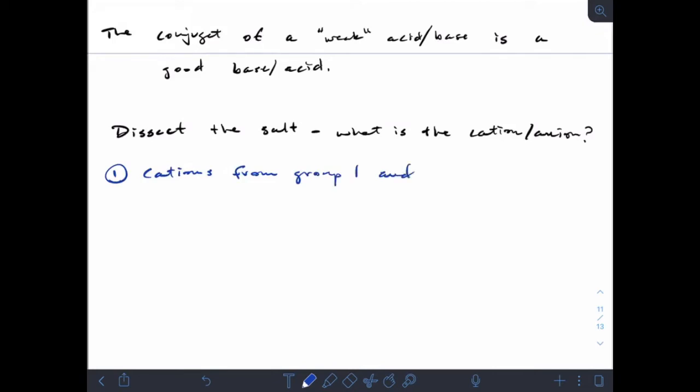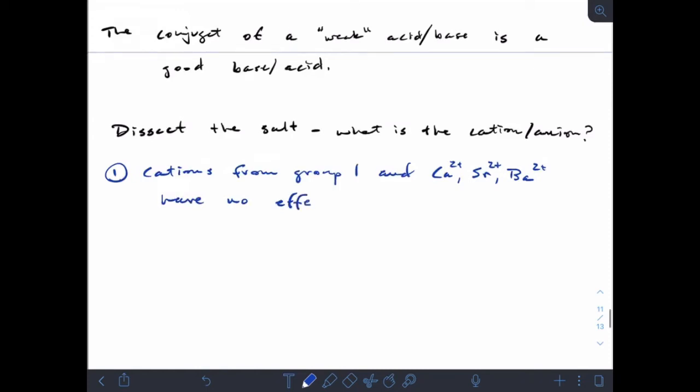And I say some of group 2, and the ones that I'm specifically talking about are the heavy ones: the calcium, the strontium, and the barium. These are all 2 pluses. These all have no effect on pH. Okay? They're just spectators. And that's usually what group 1 metals are good for, is just balancing charge. They don't generally tend to participate in things.